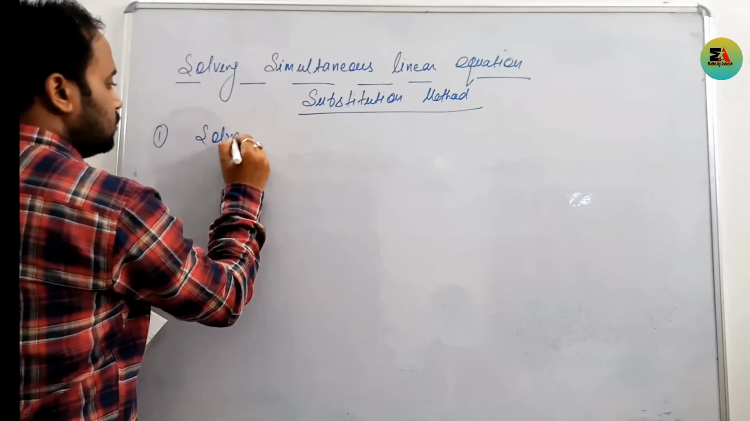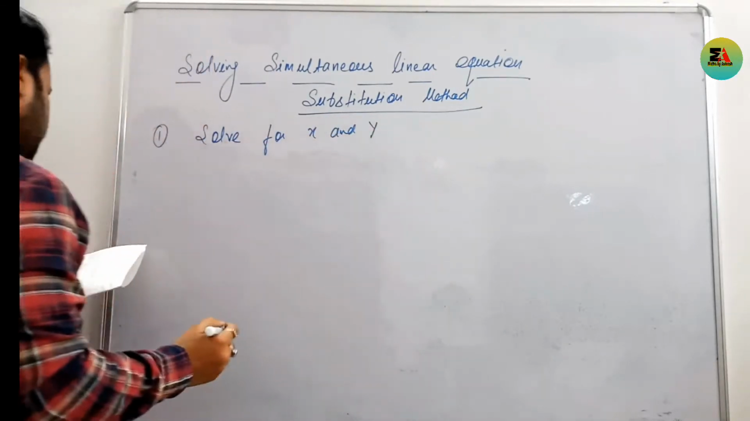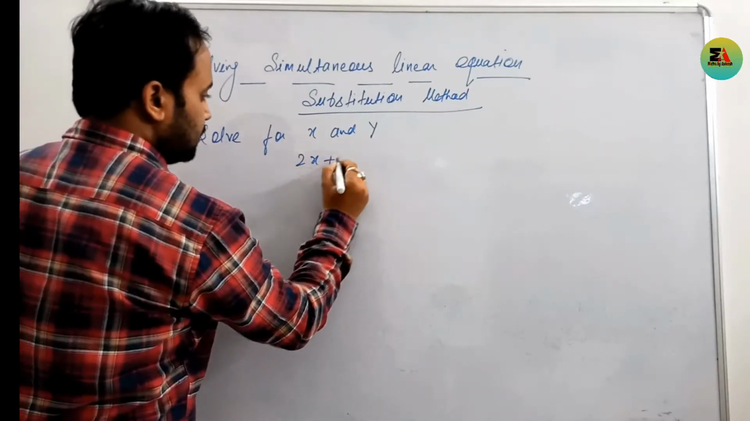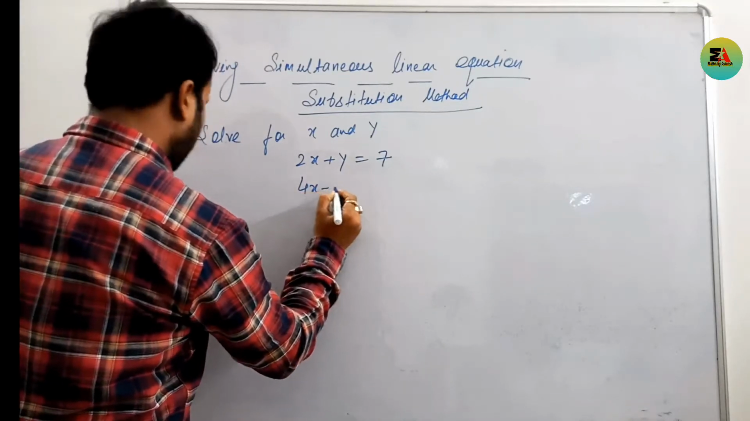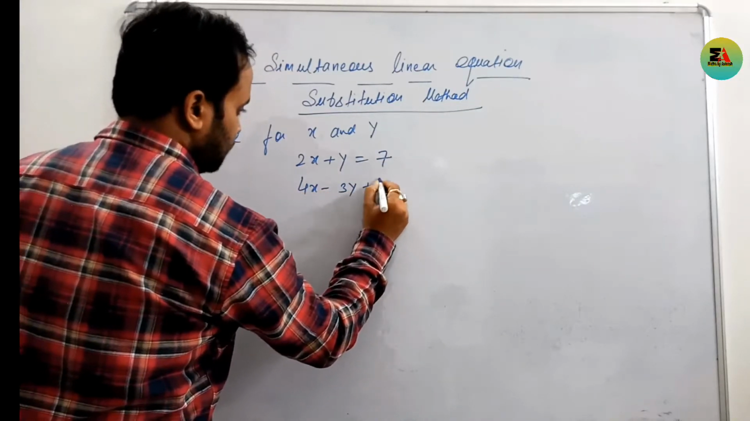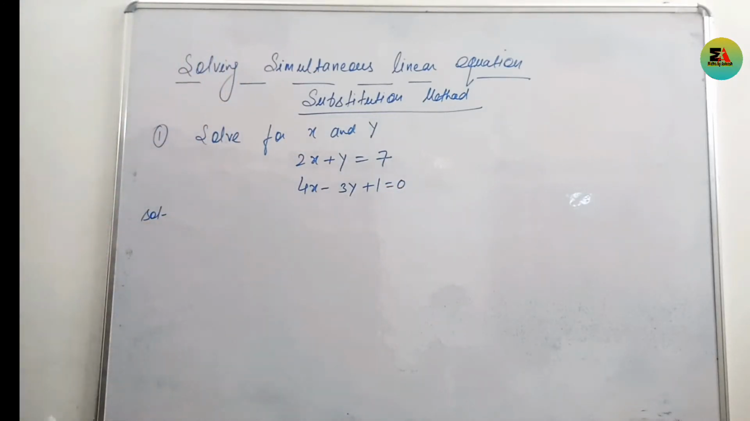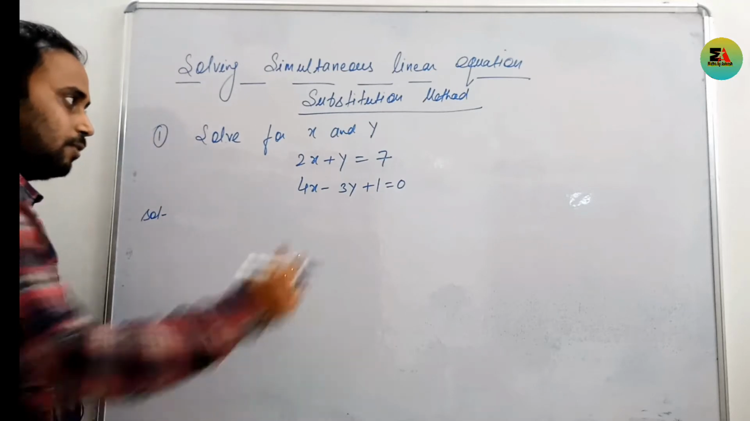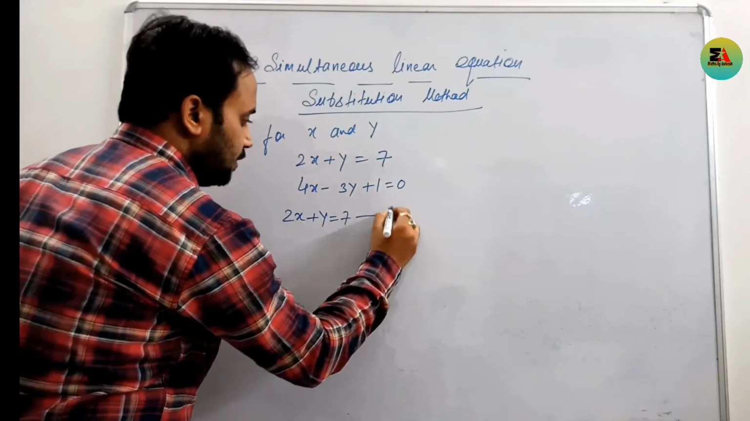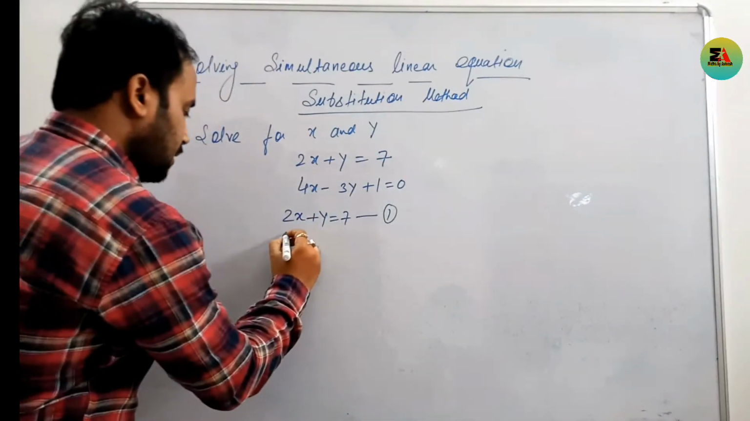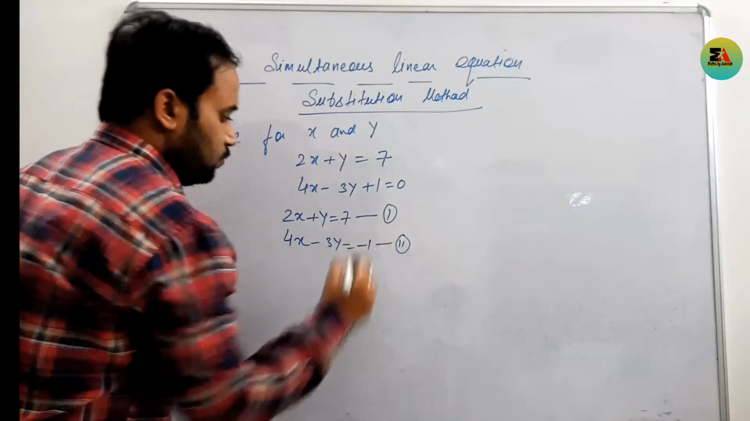The question is: solve for x and y. The first equation is 2x plus y equals 7, and the second equation is 4x minus 3y plus 1 equals 0. Now see how we solve these equations by the substitution method. First write 2x plus y equals 7. This is our equation 1. And the second equation is 4x minus 3y equals minus 1. This is our equation 2.